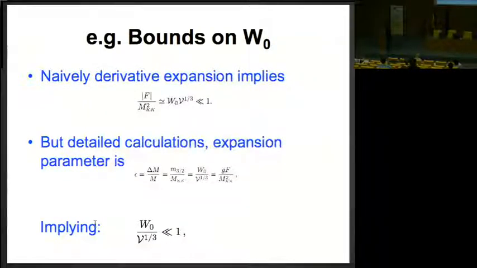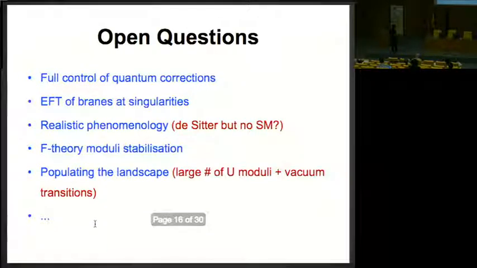One example, for instance: there was a criticism that W0 had to be bounded, that W0 times volume to the 1/3 has to be smaller than 1 because of the naive derivative expansion. That would be very bad, because for the large volume, the volume would be smaller than 1 over W0. However, if you do the calculation correctly, there is an extra coupling here, and once you do that, the bound is more natural. W0 is smaller than volume to the 1/3, and then that is satisfied. So several of these things have been done in the past, and that encourages us that the whole approach to these scenarios is under better and better control.